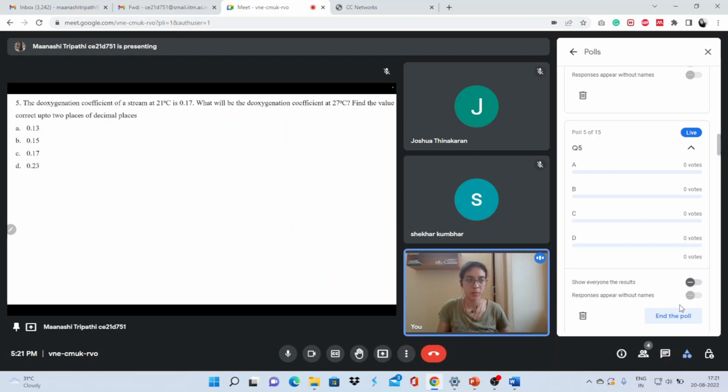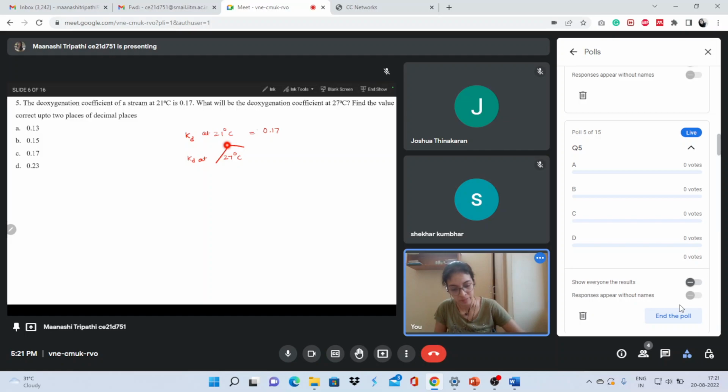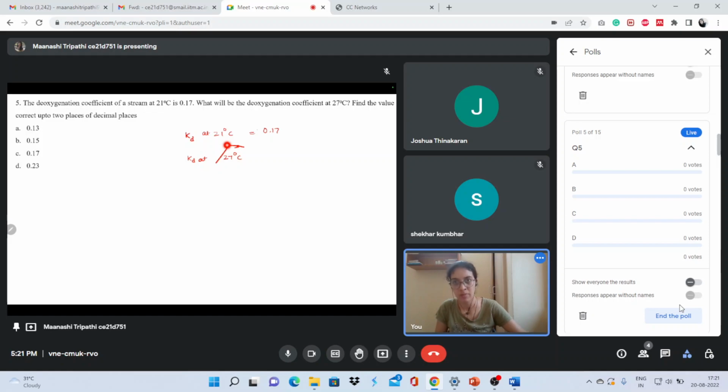Moving towards the next question. This is a numerical. Try to get a calculator with you so that you can solve the question. This is saying deoxygenation at 21 degrees Celsius is 0.17. So we need to find the deoxygenation at 27 degrees Celsius. Try to solve this question. And I have launched the poll. You can answer the question.